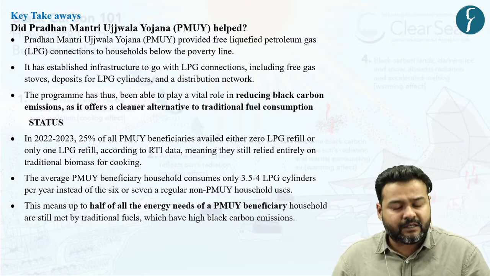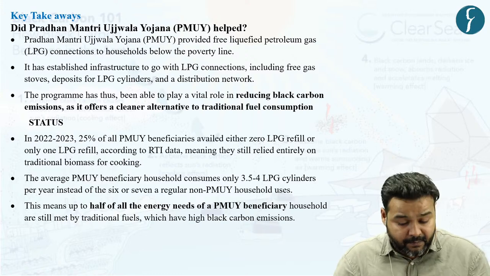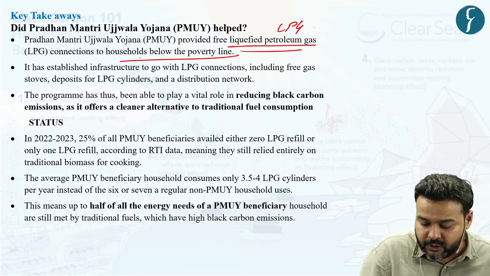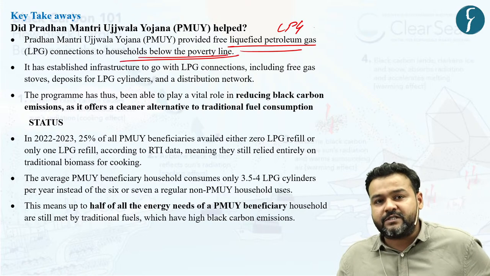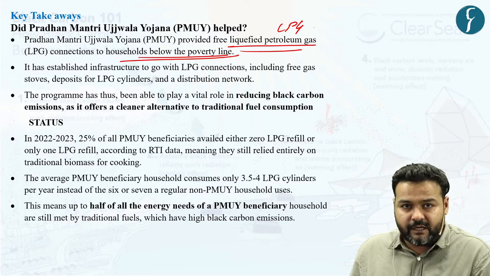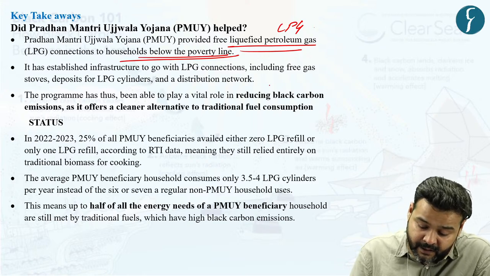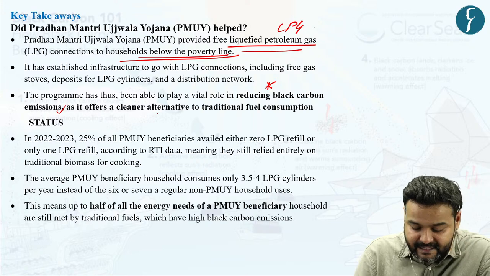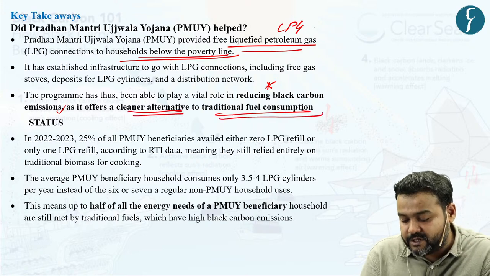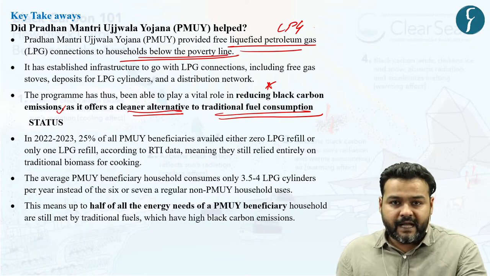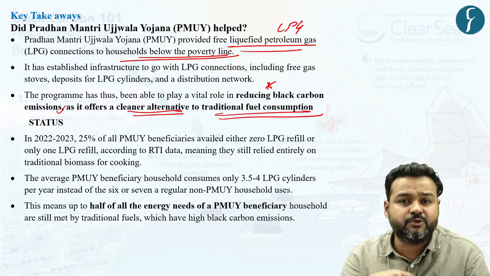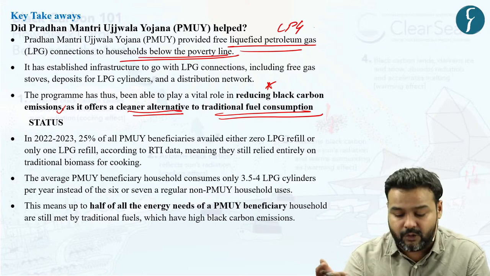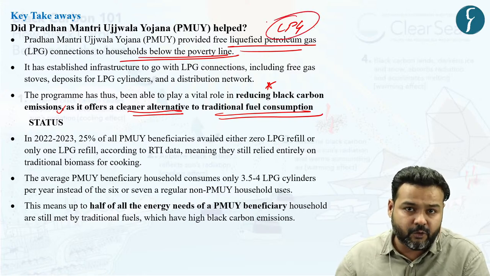So this article takes you through the aim, that is to provide free liquefied petroleum gas, that is LPG, to households below the poverty line. Now, one aim was lowering the dependence on fossil fuel, but the major component was reducing indoor air pollution, thus reducing black carbon emissions, as it offers a cleaner alternative to traditional fuel consumption, because biomass and wood were all being used in households, rural households especially. So it was a step to change that, to provide them clean energy, clean fuel.